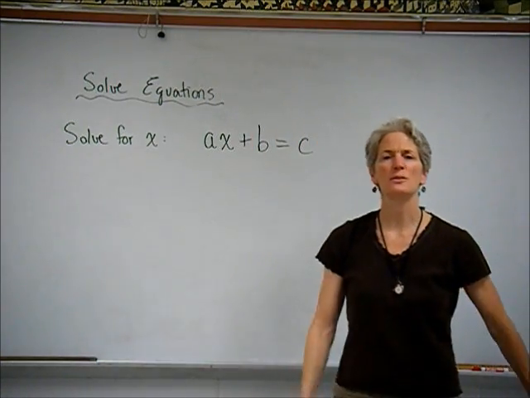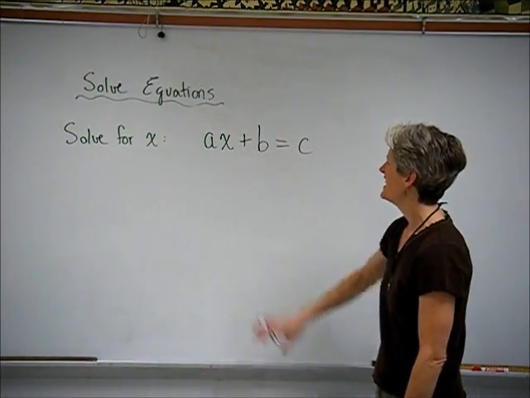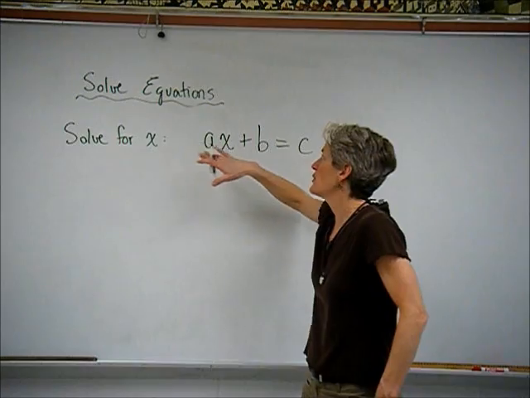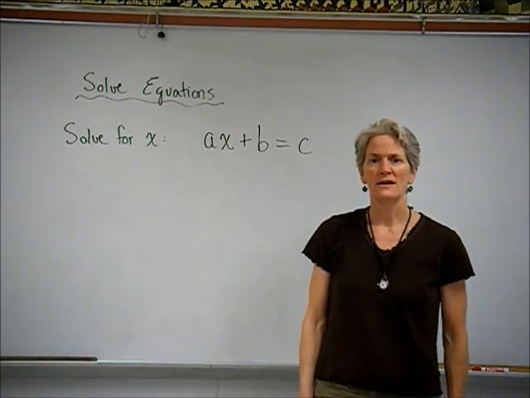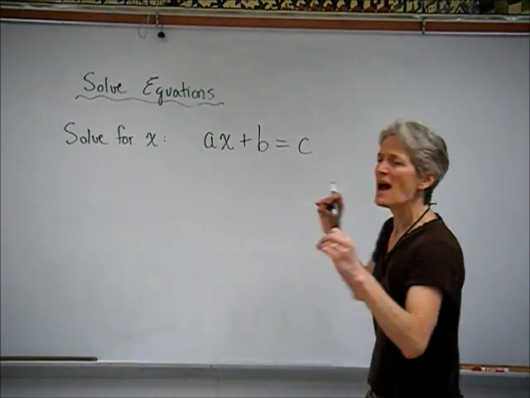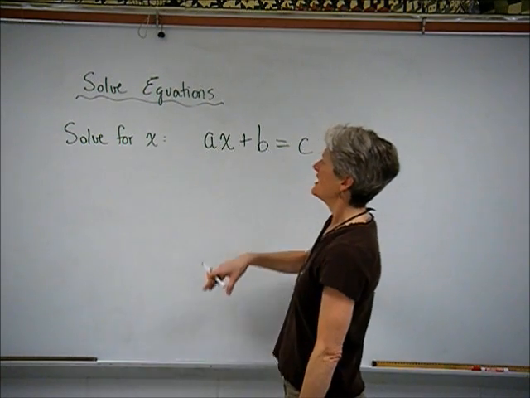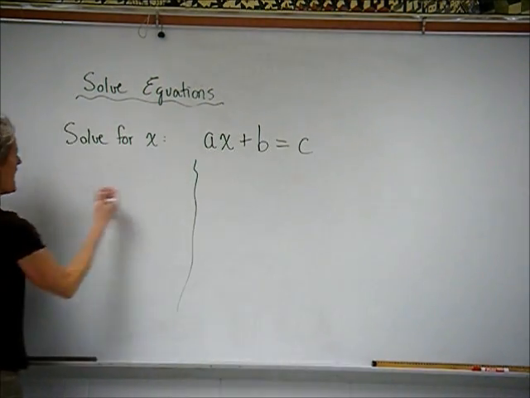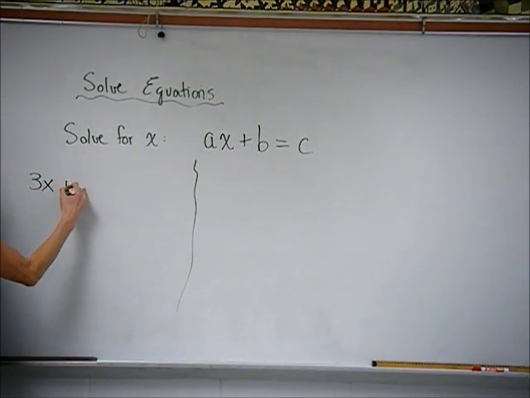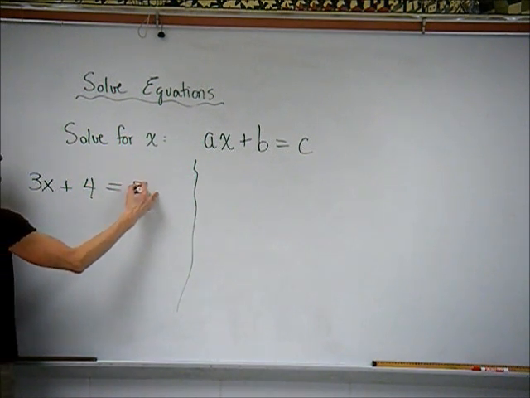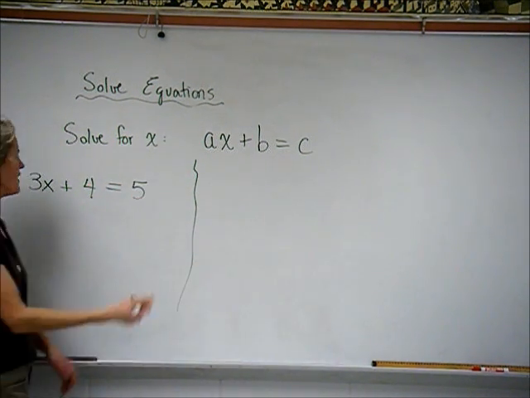Let's just say I have ax plus b equals c. All right? And I say solve for x. In other words, get x by itself. Again, don't run screaming from the room. Just say, I can do this. Let's pretend that a is a 3, the b is a 4, and the c is a 5. Well, how would you solve it?